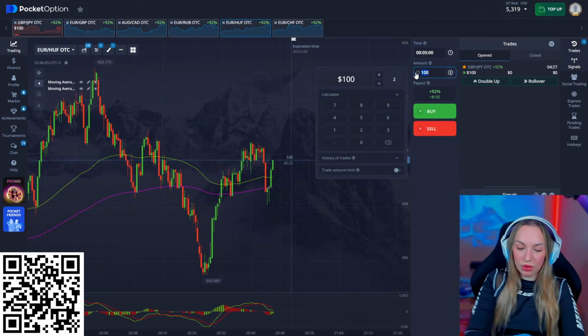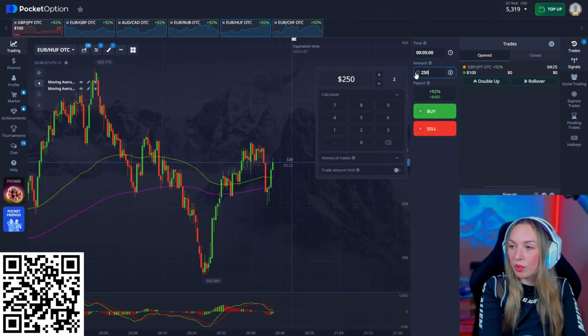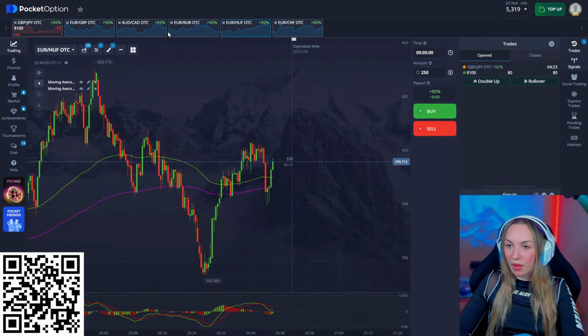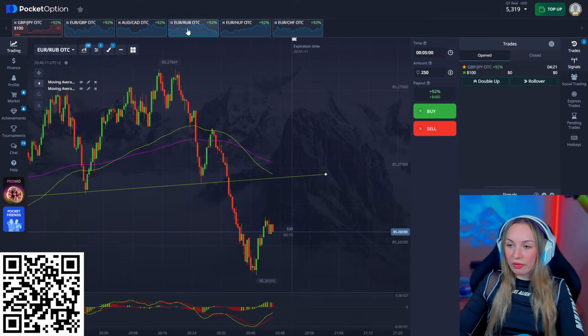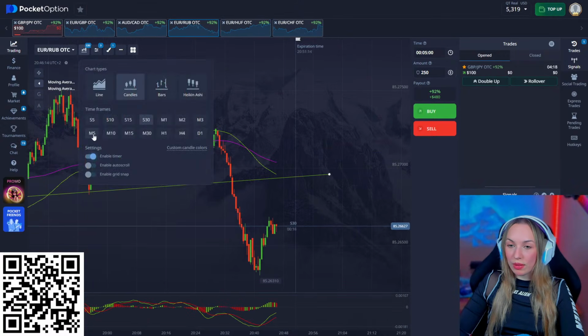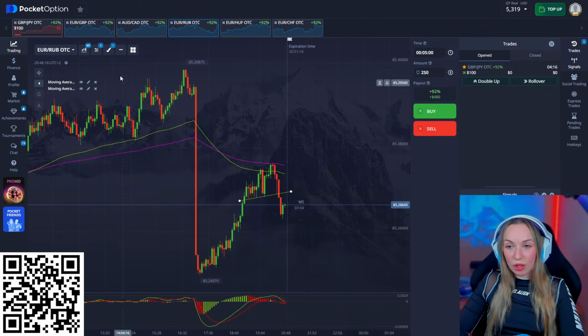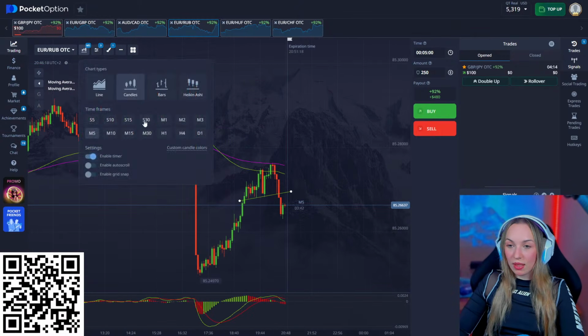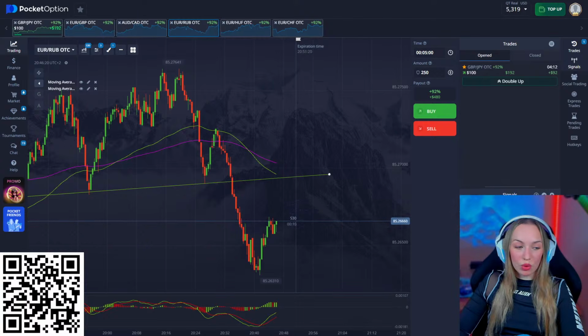And because one trade was not profitable, I will put one with 250. But guys, don't put more than 5% of your deposit per one trade. Risk management, don't forget about that. Be careful, especially if you are a newbie.